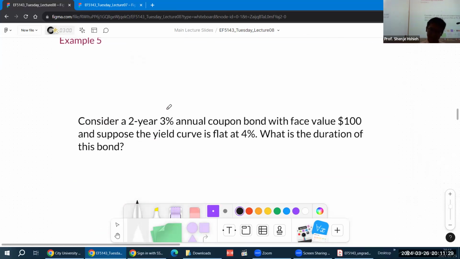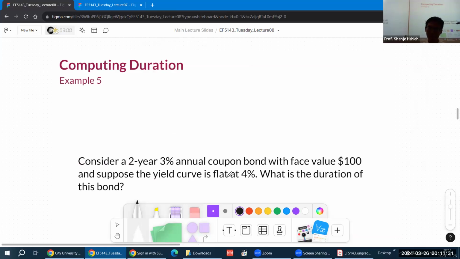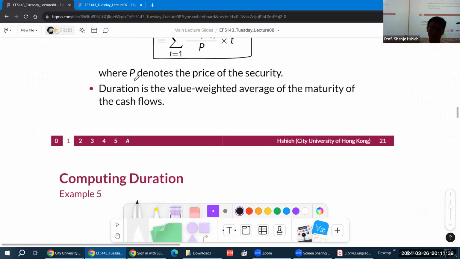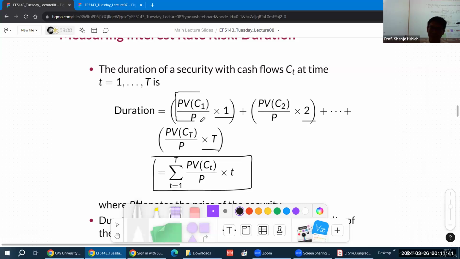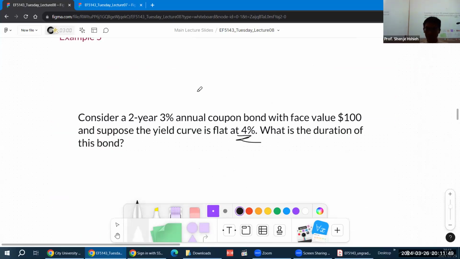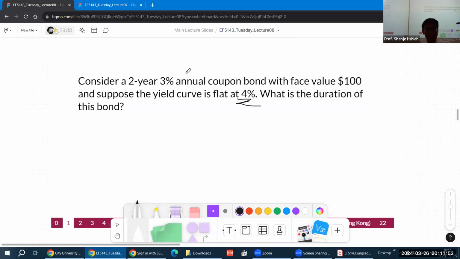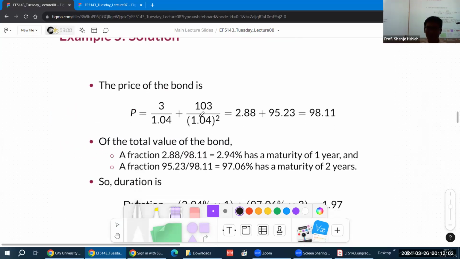All right, so example. Suppose you have a 2-year, 3% annual coupon bond with face value $100. Suppose the yield curve is flat, so we only care about 4%. What is the duration of this bond based on the definition above? So again, I'm doing a weighted average based on the proportional value of each cash flow payment relative to the bond price. So first, calculate the bond price, then calculate the present value of each of the cash flows, find the weights, and then weight each time. That's exactly what we do. So we find the price, 98.1.